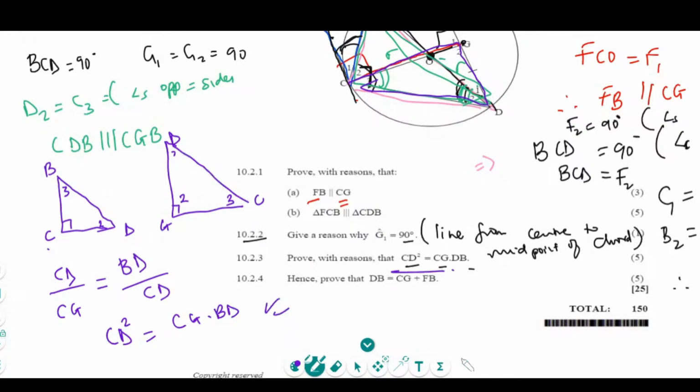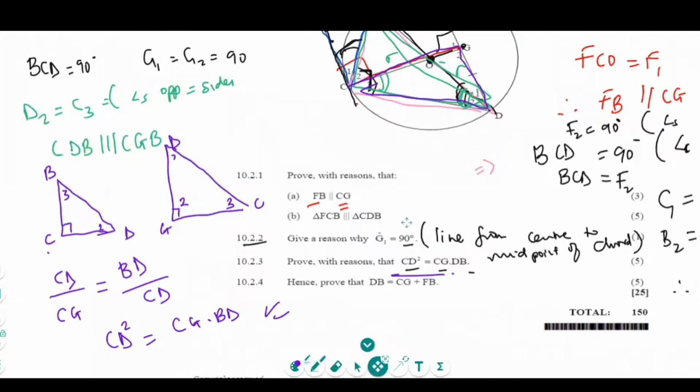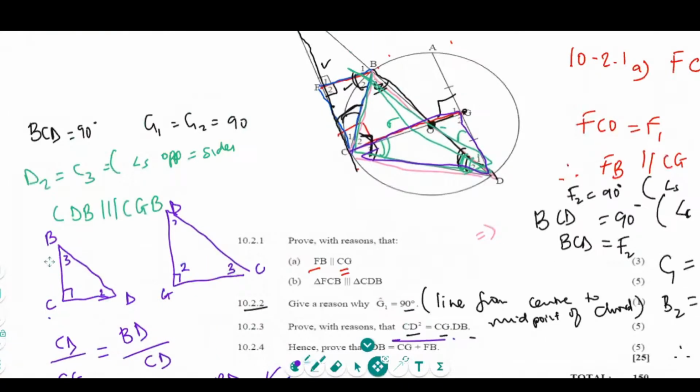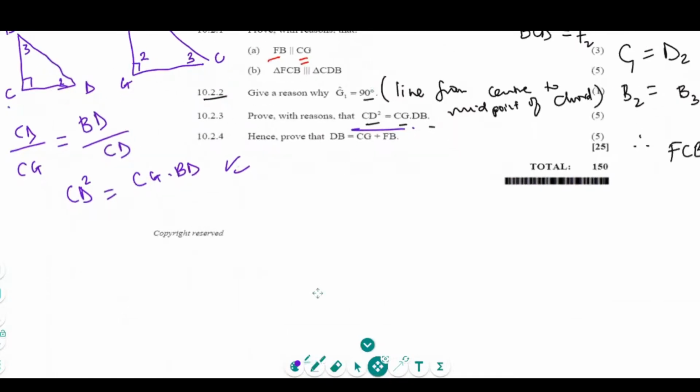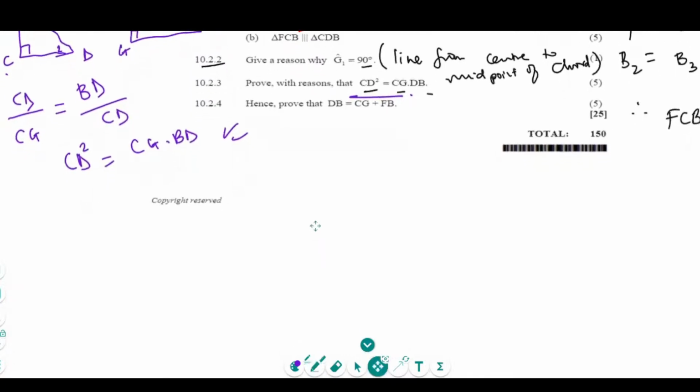Start by proving to us that the triangle CDB is similar to triangle CGB, using these facts and the reasons, and then you get down to that. Then lastly, 10.2.4, hence proof. Hence simply means from where we stopped, from the previous question.